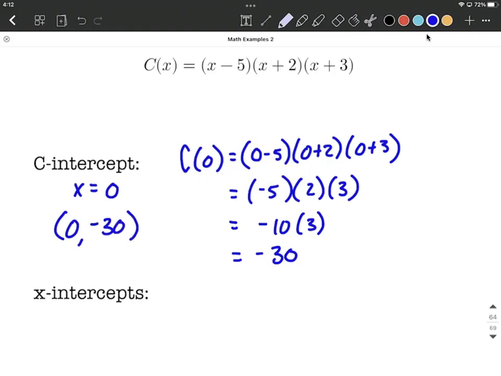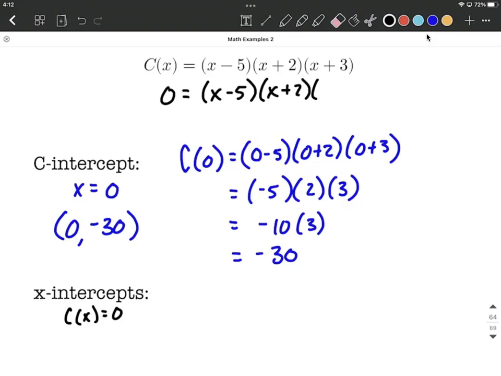Now for x-intercepts, it's pretty similar, but in x-intercepts' case, we want to think of when is c of x equal to 0. So basically, when is this entire function equal to 0? So I'm going to go ahead and substitute that in. And what we have now is, because it came in factored form, we can use the zero product property and simply set each factor equal to 0, or think about these as what would I need to plug in for x in each one of these in order to make that individual factor equal 0.